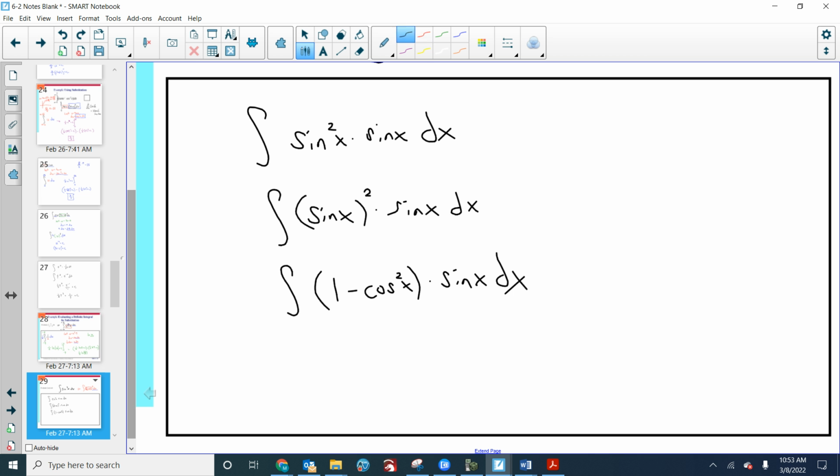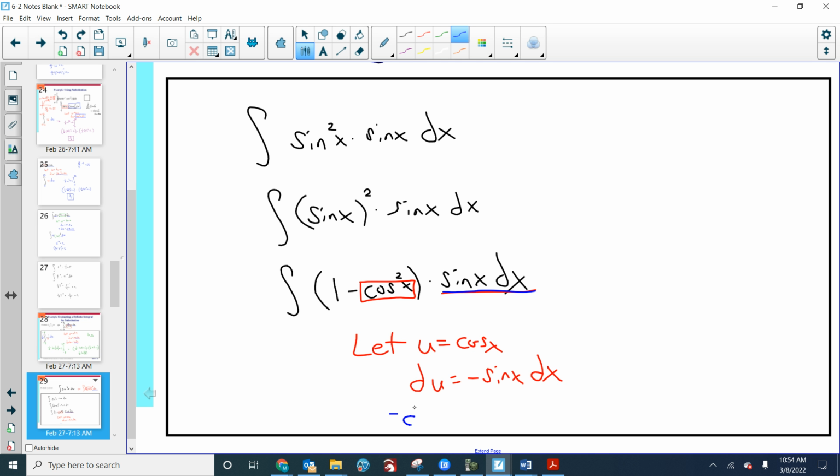And what if we let u equal cosine x? What would the du be? Negative sine of x dx. Ooh, that's a nice substitution. I can adjust for that negative. So we're going to let u equal cosine x. Du is negative sine of x dx. I don't have a negative sine of x dx, so I need to get that negative over to the other side.